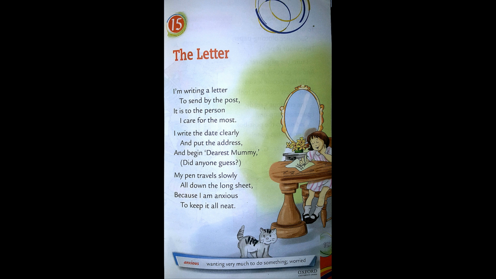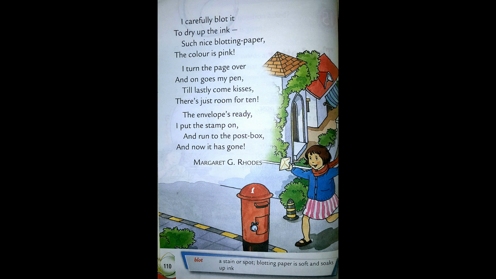My pen travels slowly all down the long sheet because I'm anxious to keep it all neat. I carefully blot it to dry up the ink. Such nice blotting paper. The color is pink. I turn the page over and on goes my pen till lastly come kisses. There's just room for 10. The envelope's ready. I put the stamp on and run to the post box, and now it has gone.